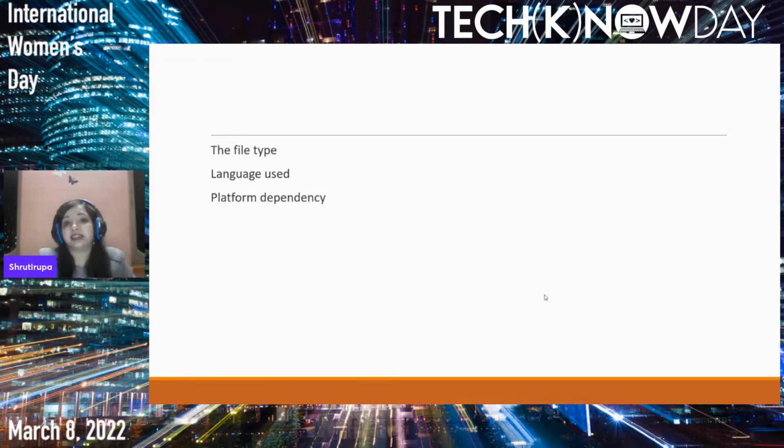Platform dependency. There are certain files and softwares which are dependent on a platform, for example, the exe files. These files are executable, these are Windows executables. Most of the users worldwide are Windows users, as it is more user friendly. So in Windows, most of the programs or softwares are exe based. So they are platform dependent.